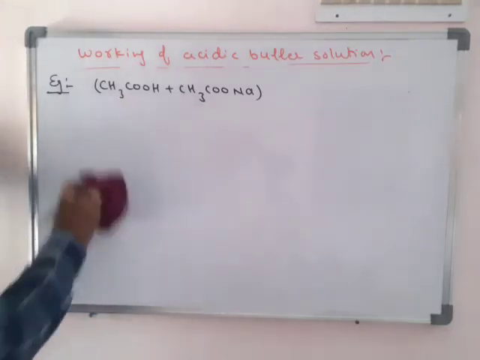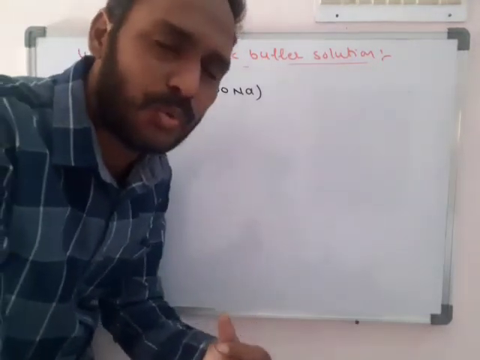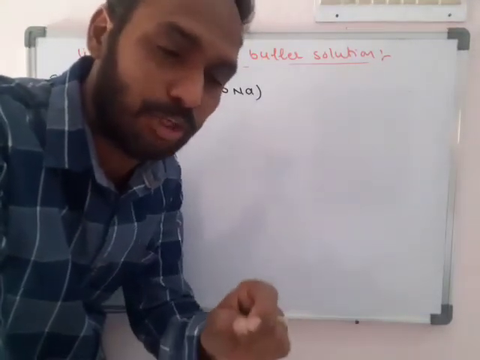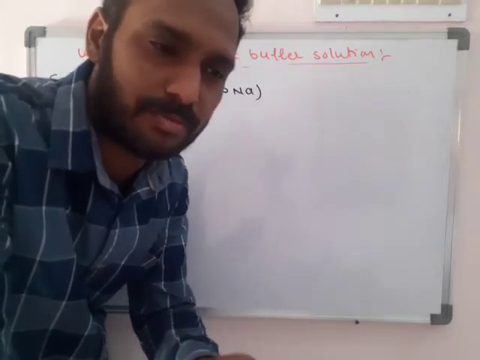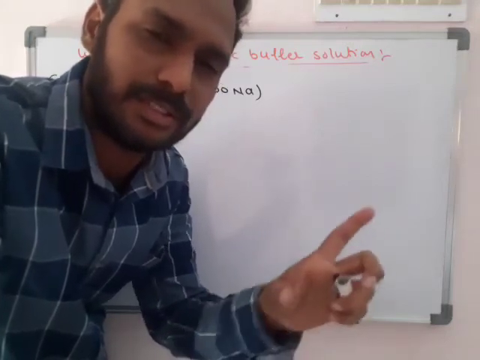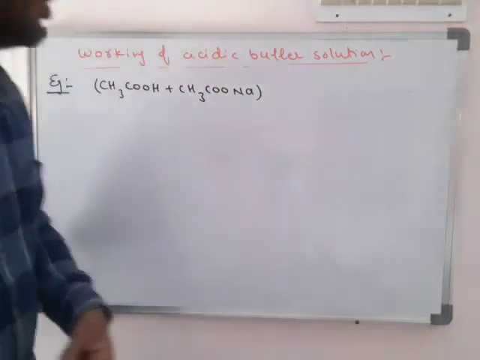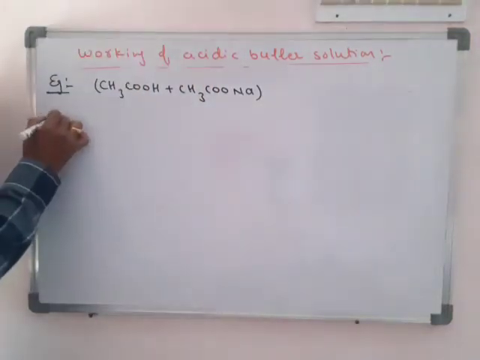Just how to identify an acidic buffer: if it contains a weak acid, it is an acidic buffer. We don't even need to know its pH value; if there is a weak acid, it is nothing but an acidic buffer. So first we see case 1.